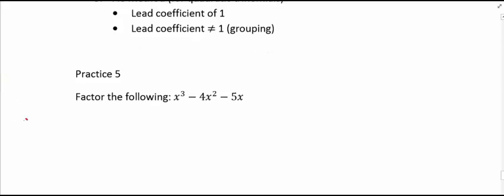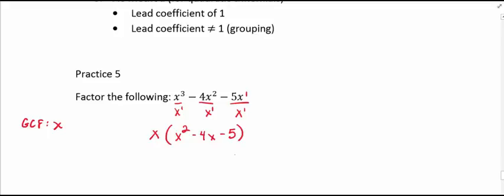And so if our GCF is x, what we do is we go through and divide by x everywhere. Remember that the x's actually have exponents, right? So exponents of 1. So when we divide out here, we're going to have x squared, a minus 4x, and a minus 5. And the x should be written in front. That is the greatest common factor.